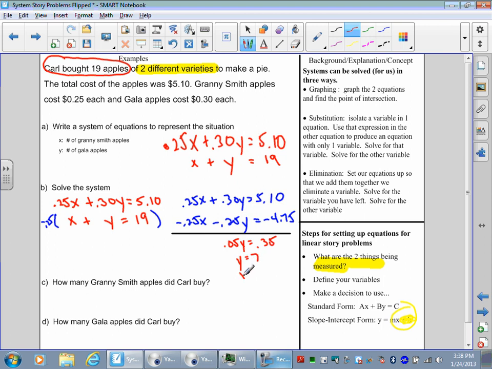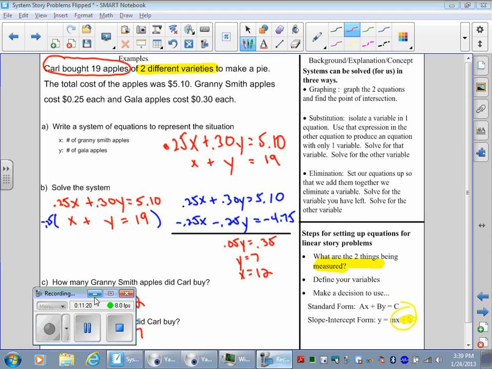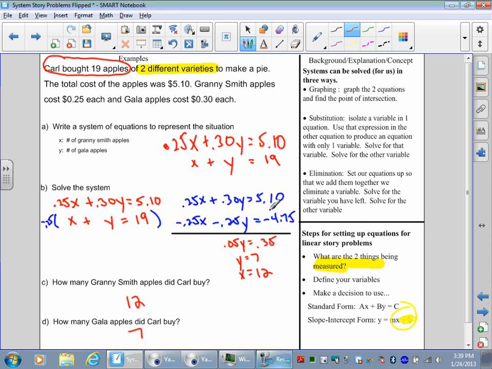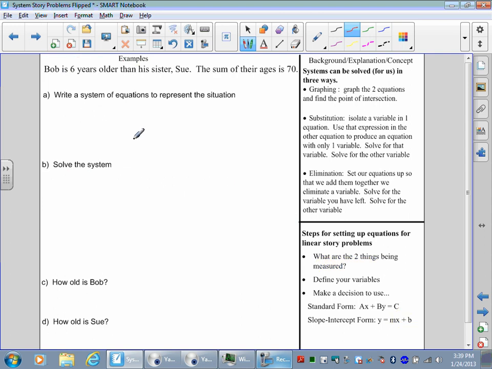Now, if I bought 7 of the Gala apples, that must mean, from this information and from this equation, that I bought 12 of the Granny Smith apples. So, how many Granny Smith apples did I buy? 12. How many Gala apples did I buy? 7. I'm interpreting my two answers, or my one answer really, in terms of this story problem. So again, that was the second example where we really followed this strategy. Let's look at the third one.